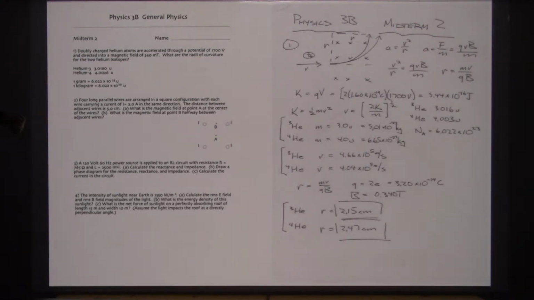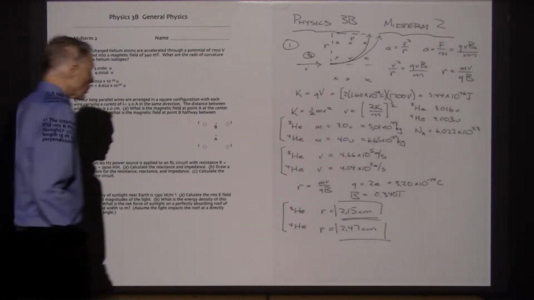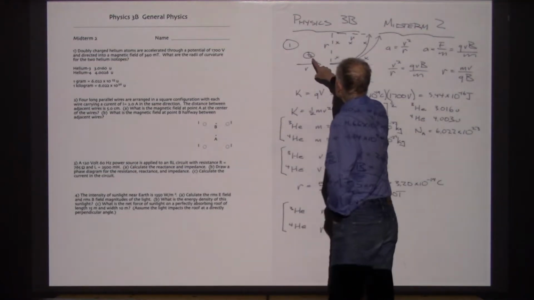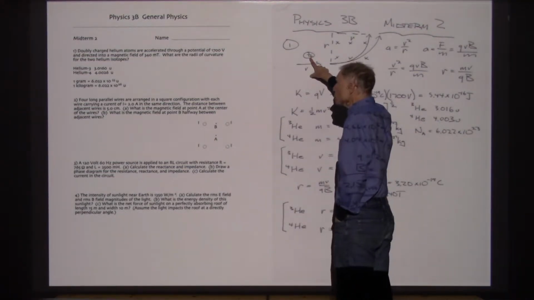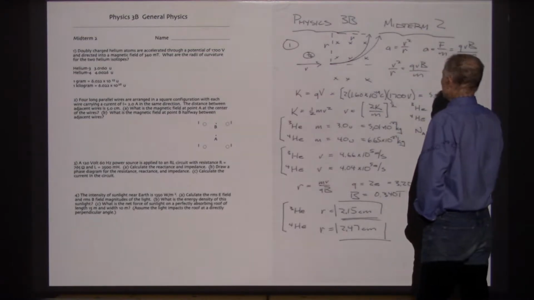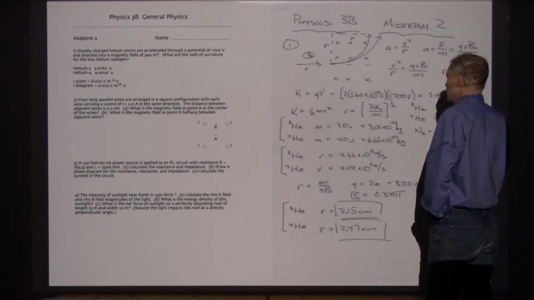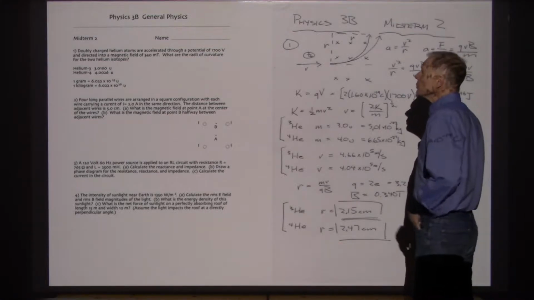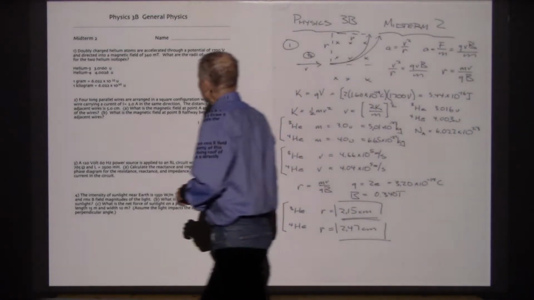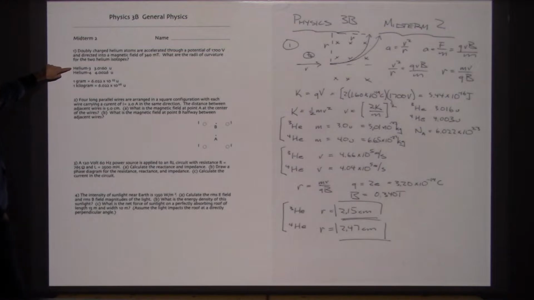We're going to start out looking at charged particles, ions, doubly charged helium atoms, being accelerated through an electric field and then being directed in a magnetic field. So let's see how that works. So we've got these helium nuclei, really, because they're doubly charged. And we're looking at two different isotopes. And so here is the helium-3 isotope, and here is the helium-4.